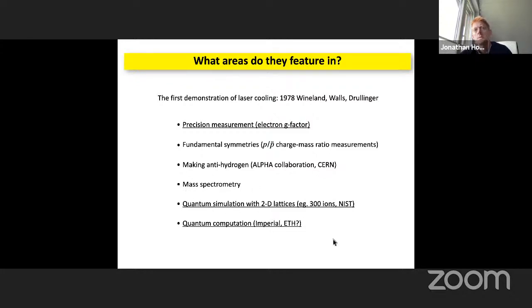The other things, which are more related to quantum, that I wanted to mention are quantum simulation with 2D lattices, and you already saw this plane of ions on a 2D lattice at NIST. And then I'll tell you at the end how this may move towards, and in fact Imperial have done experiments over a number of years towards, quantum computing. That's an area that my group is starting to work in now, and I want to show you a little bit about why I think that's interesting.